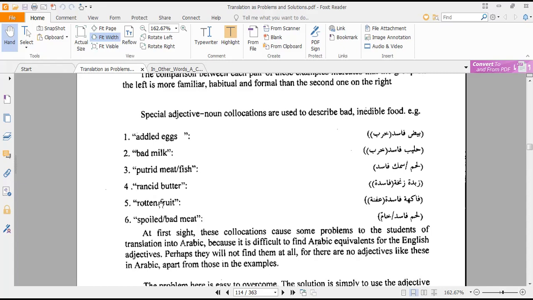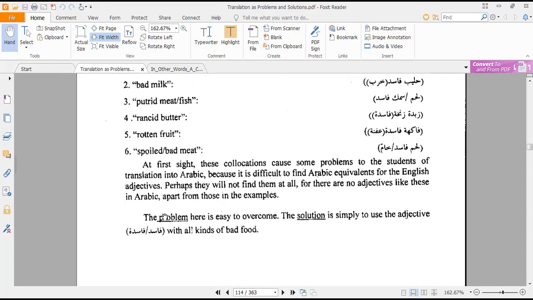So the collocations, as we said, are fixed, unchangeable expressions, and that's it. Bad milk, ما بينفع احكي bad fruit خلاص، لأنه bad بتيجي مع milk حليب فاسد. Rotten fruit هنا فاكهة فاسدة، ما بينفع بدل rotten أكتب أي واحدة من spoiled أو bad أو أي شغلة تانية. أوكي.